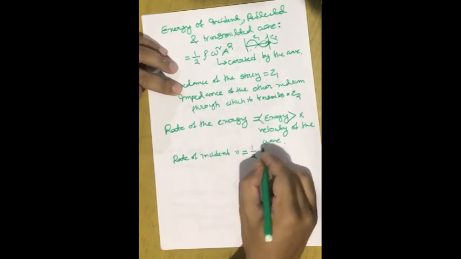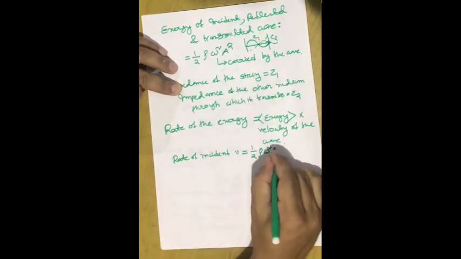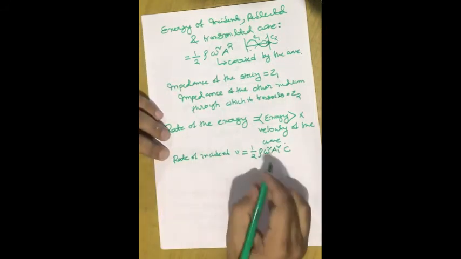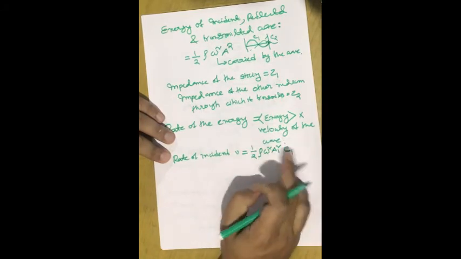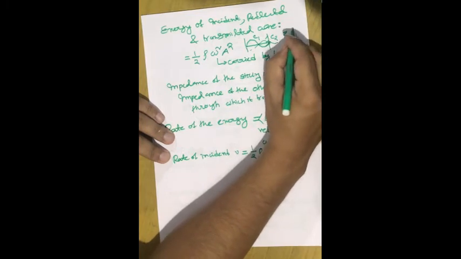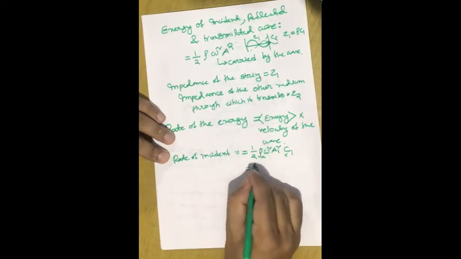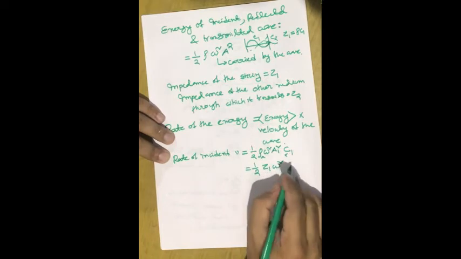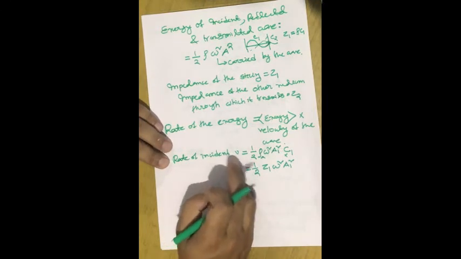So the energy carried by the incident wave will be half rho omega square, and in this case the amplitude was a, so a square, into c. And this value we know. But we know that rho into c1 is nothing but the impedance. As I have already found, z1 is equal to rho into c1. So in place of rho into c1, we can write z1. So this value is equal to half z1 omega square into a1 square. This is the rate of incident energy.